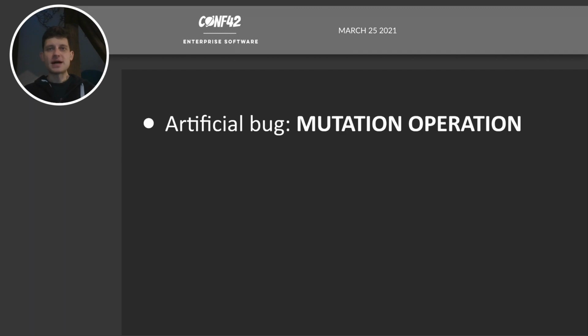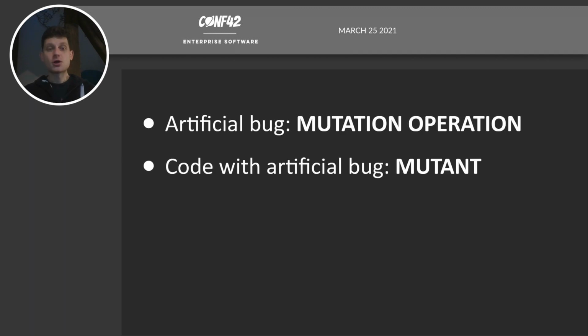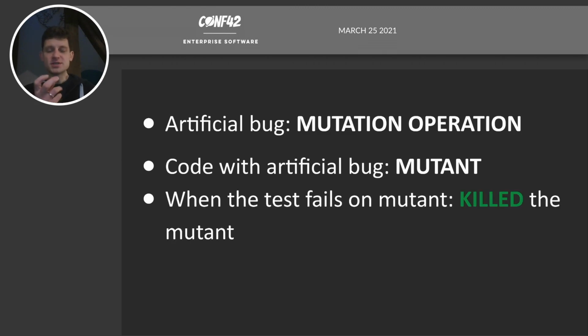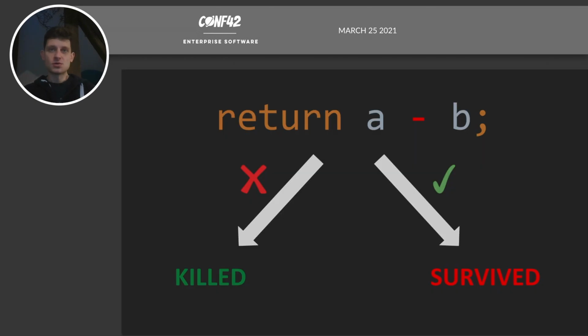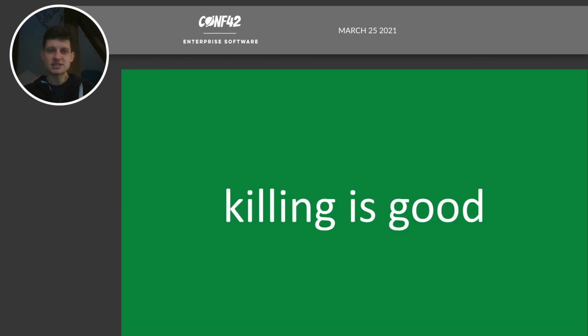So this artificial bug is called a mutation operation. Code with the artificial bug is called a mutant. When the test fails on a mutant, we say it killed the mutant. However, if the test succeeds, even if we introduce this bug, even if we create a mutant, we say that the mutant survived. So coming back to our example, if our mutant a minus b is killed, then our tests are good. If it survived, our tests are bad. So in this case, killing is good. So if all the mutants are killed, our test suite is perfectly fine.